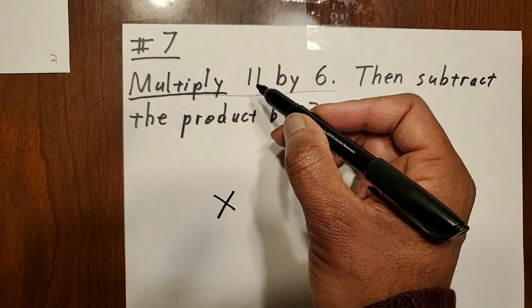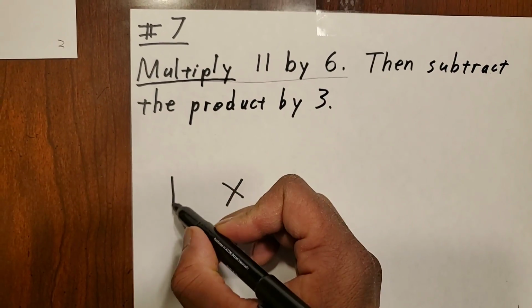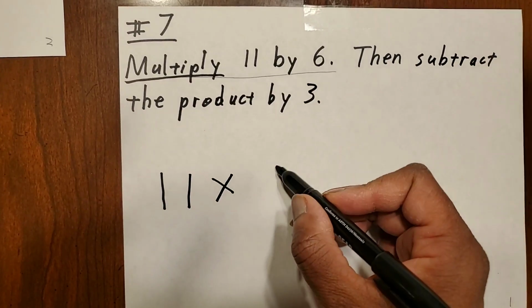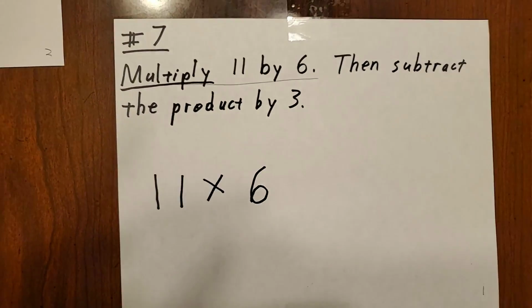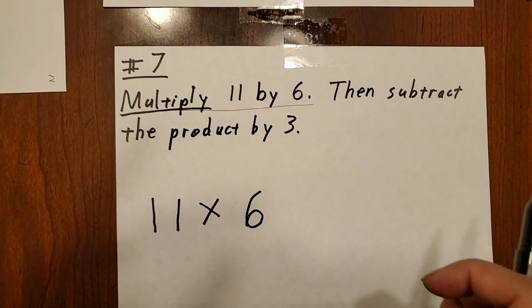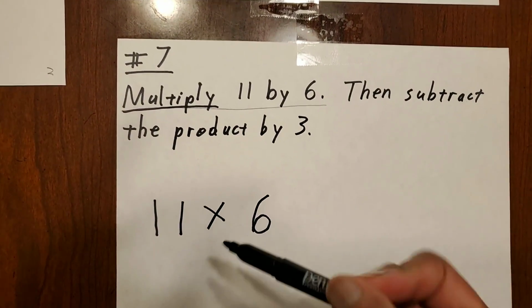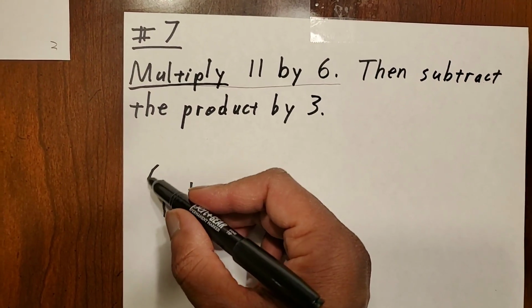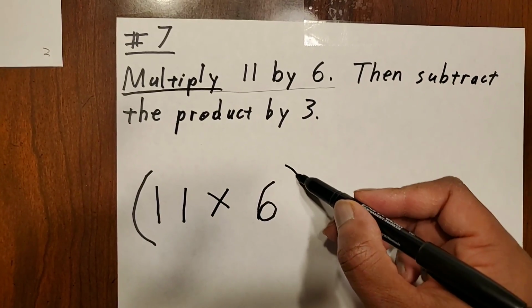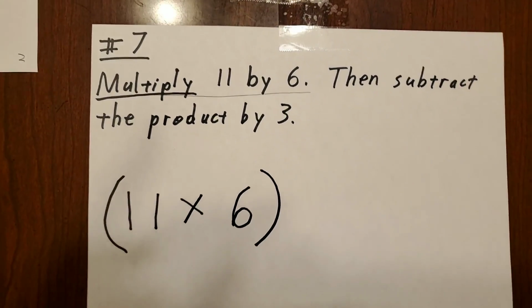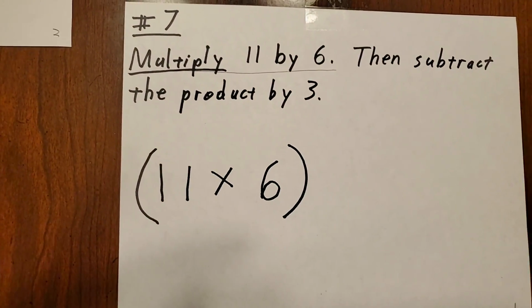Multiply what? Multiply 11 by 6. So it's 11 times 6. Okay, now this is part 1. And since this has a second part, let's go ahead and put parentheses around it earlier, because when I finish, just like in number 6.